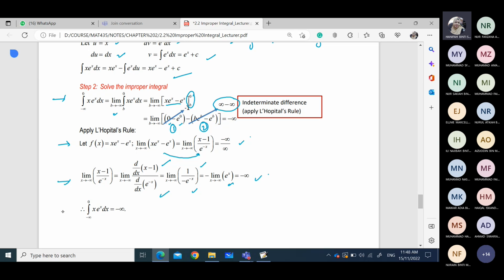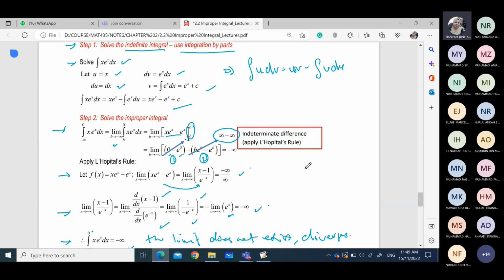Okay, so we can say that the improper integral of exponent x dx with the interval negative infinity to 0 is equivalent to negative infinity. Okay, so the limit does not exist. So therefore, the improper integral diverges. Right? Boleh dapat? Kelas, ada soalan tak? Tiada. Okay, very good.